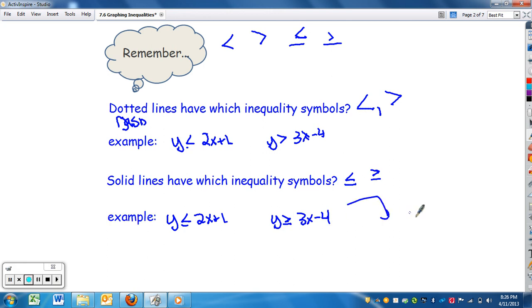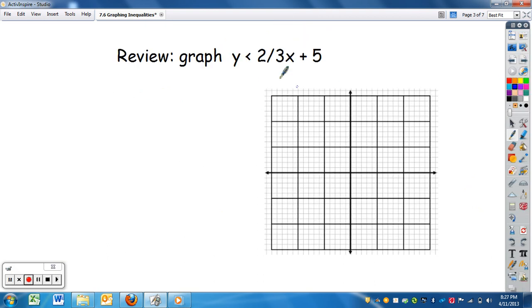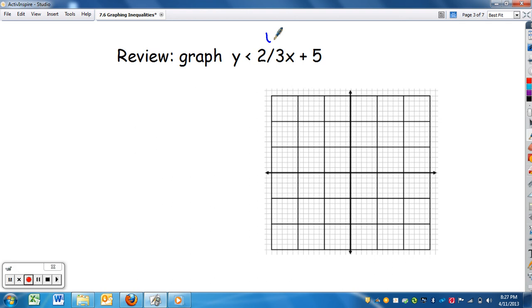After we did this, we shaded one side of the line or the other. If y was greater than or equal to, we shaded above the line. If y was less than or equal to, we shaded below. So that's just a review of Unit 1. This won't be on your work tomorrow, but it's to make you familiar with it again.